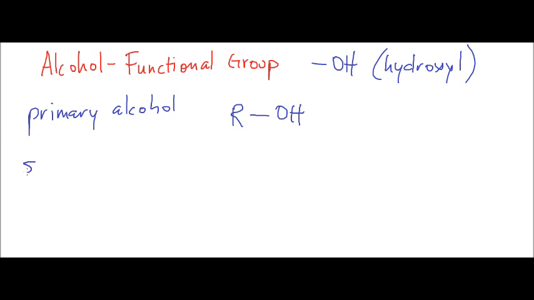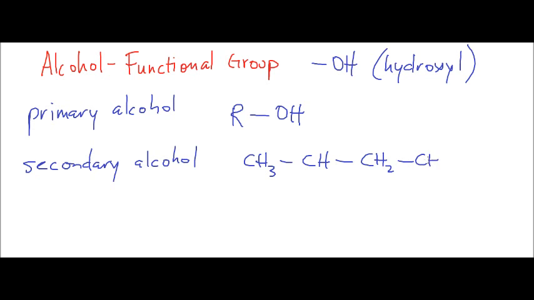And then we have secondary alcohols, in which we might have our carbon chain. However, the hydroxyl group is typically found on a carbon that actually has two other carbons around it. So the hydroxyl group is bonded to a carbon that is bonded to two other carbons on the outside of it.